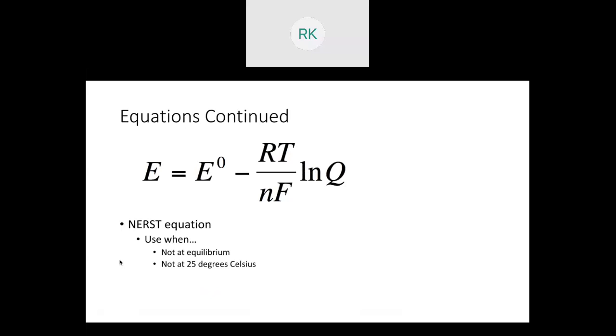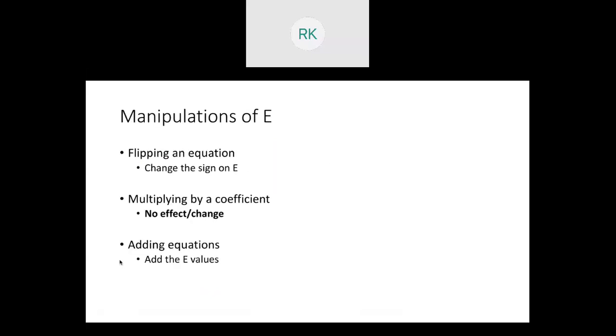And in addition, we always calculate our standard cell potential, or E naught, at 25 degrees Celsius, or 298 Kelvin. And so we use this equation, the Nernst equation, when we are at any temperature besides 25 degrees Celsius, right? If you're at any other temperature, you need to use this Nernst equation. Okay.